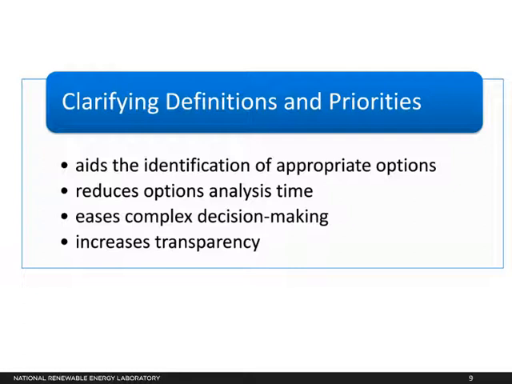Clarifying priorities helps draw some boundaries around the options that you consider when you're creating a roadmap or a plan. It will reduce the amount of time you spend analyzing different options. It will ease the decision-making process when you're considering many different variables. And it also increases the transparency in your decision-making process. And this point really is key.